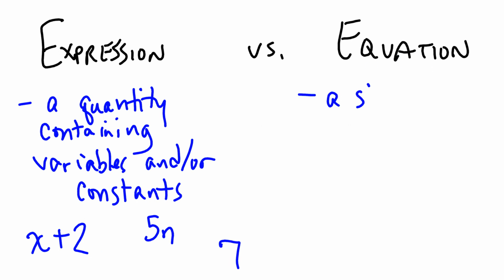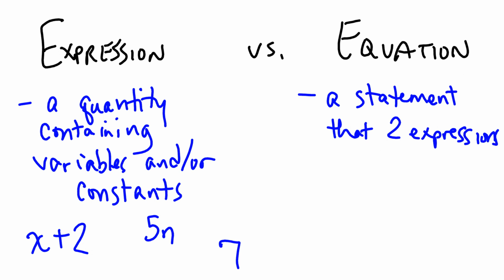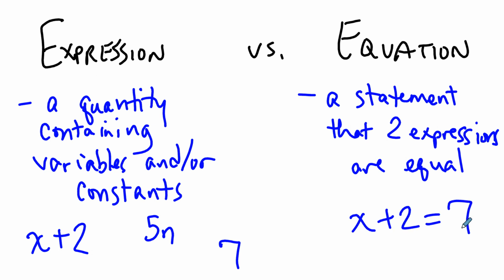An equation is a statement that two expressions are equal. When we take two expressions and say they are equal, that is an equation. When we write x plus 2 equals 7, that is an equation. You can tell because it has an equal sign, and this is the sort of thing that we solve. When we talk about solving, we mean we're looking for the value of the variable that makes the equation true.